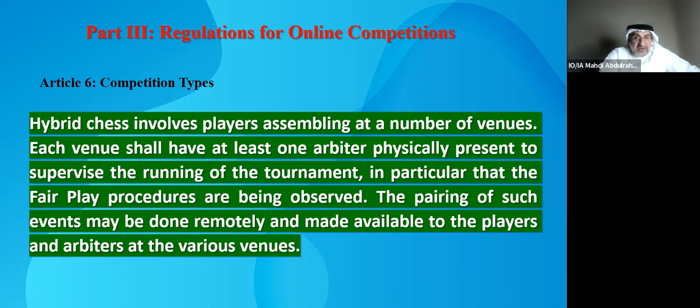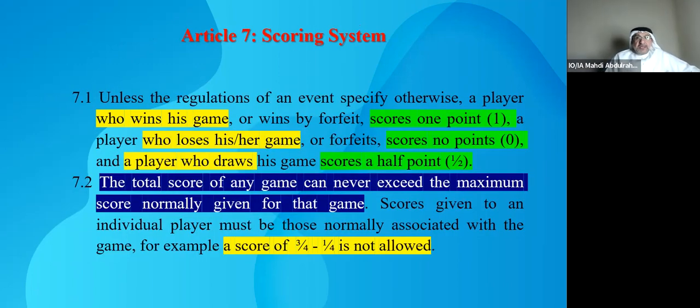Same as over the board, in the scoring system, who wins a game, by forfeit as well, scores 1 point, and who loses the game or forfeits scores no point, which is 0, and a draw is half a point. So it cannot be 3 and 4 or quarter points, it cannot be like this. Points must be 0, half, and 1 only.